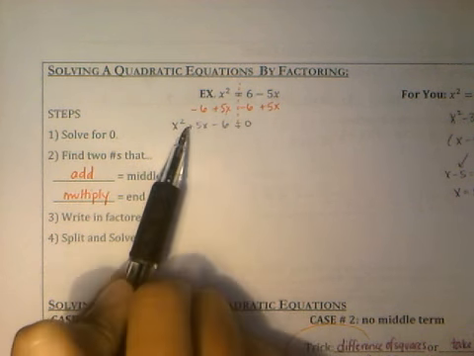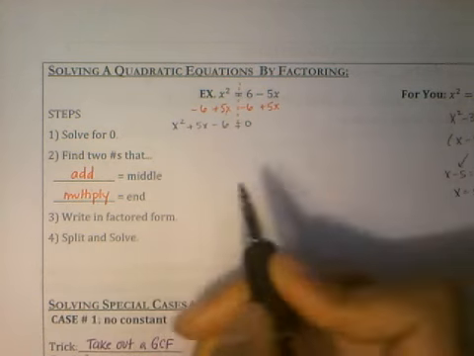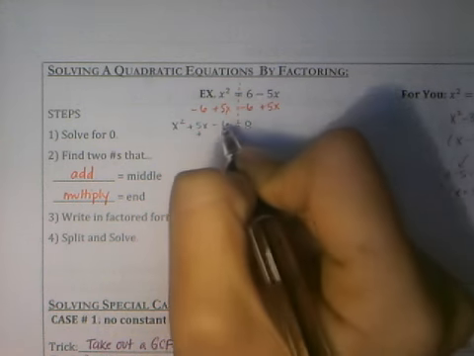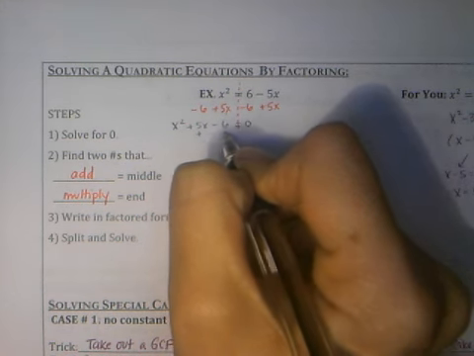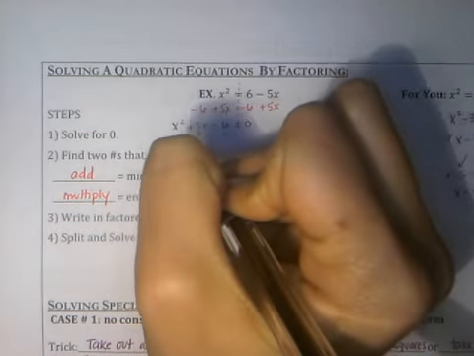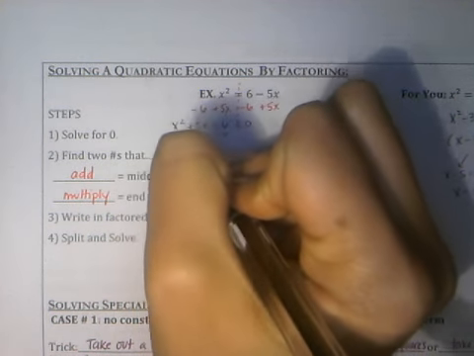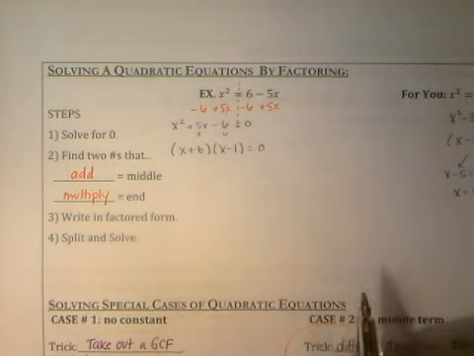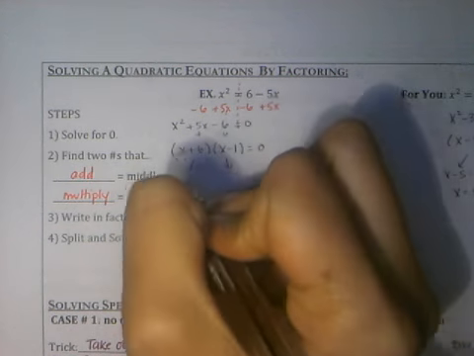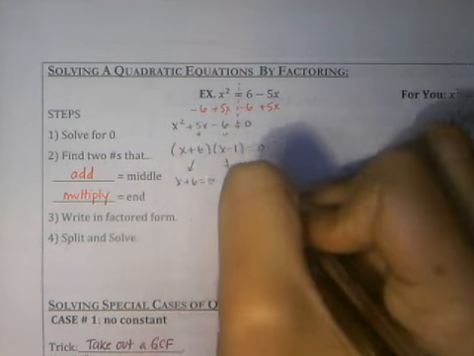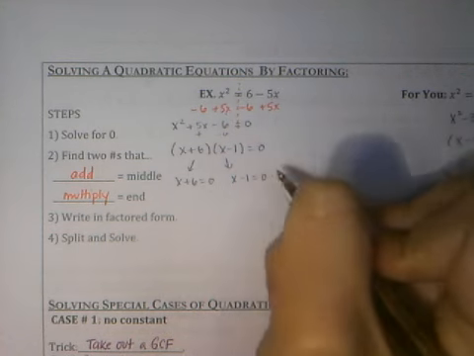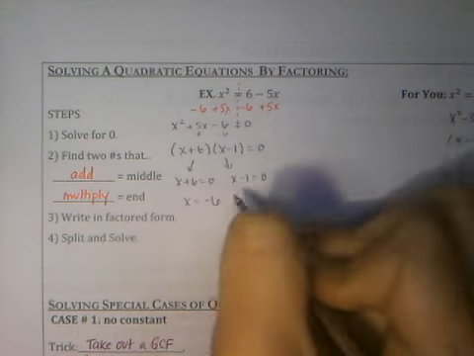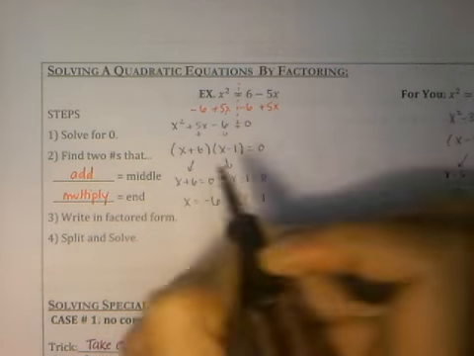From here, I can see that this is a quadratic equation that I can factor. I find two numbers that add to 5 and multiply to equal negative 6. And those numbers are positive 6 and negative 1. And then once I have my equation in factored form, I split this equation into two pieces, which give me my roots, or in this case we would call them solutions, which are negative 6 and positive 1.